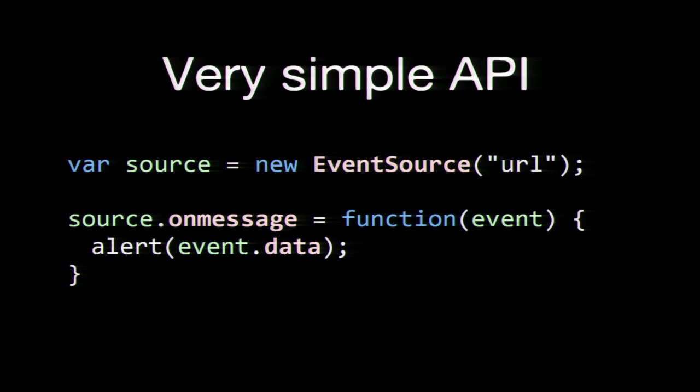The API is that simple. You create a new event source object. You tell it the URL, which I'll explain in a second, which will have the events from the server, and then you can listen for events on that object.